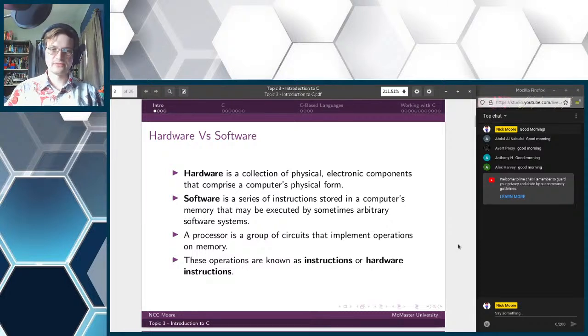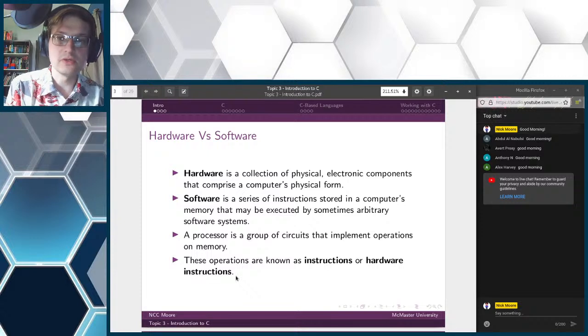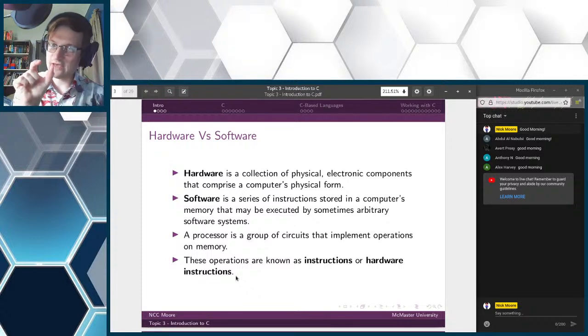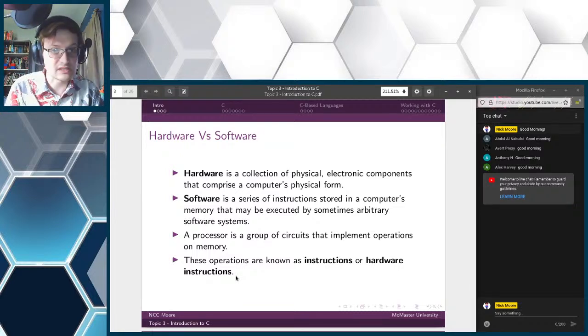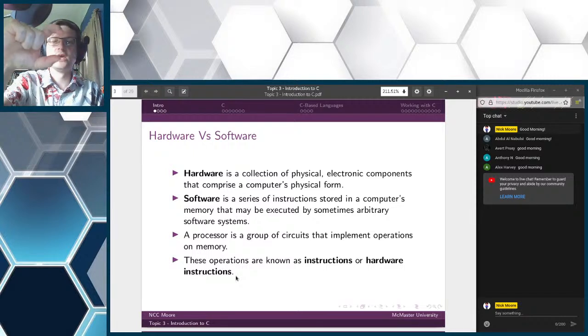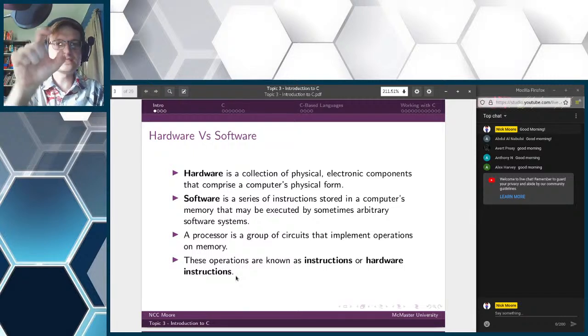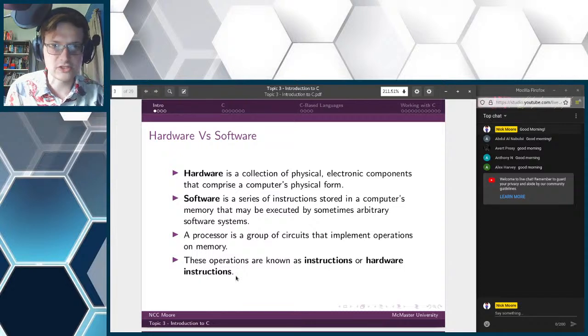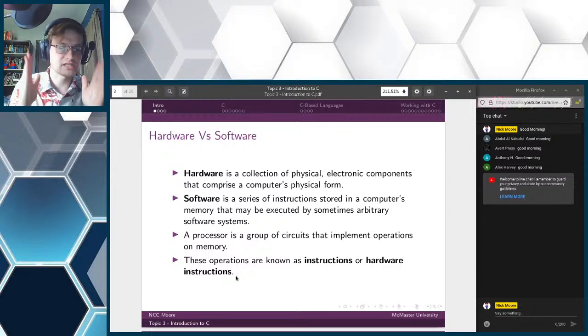a processor is a group of circuits that implement operations on memory. That is all it is. It is a thing that manipulates memory. These operations are known as instructions or hardware instructions. So each instruction that your CPU is capable of executing is a physical circuit in physical reality. Tiny, tiny thing within the context of the CPU. A CPU is only about that big, but these days it contains billions and billions, maybe trillions of transistors. One of these logic circuits might be a group of maybe a few hundred transistors. So you can see how many operations these CPUs support.